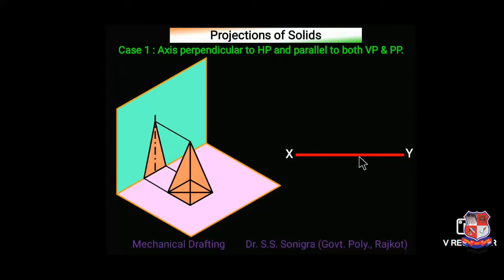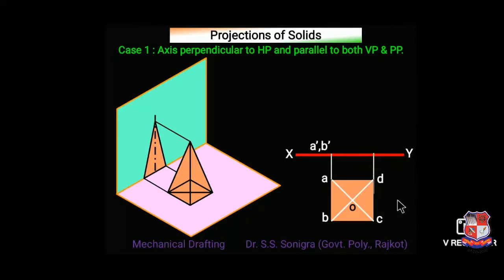For that, draw an XY line. This XY line represents the intersection of the horizontal plane and the vertical plane. Below the XY line, draw a square like this, the top view of this solid, and name the endpoints A, B, C and D. You can give another name as well. Draw its diagonals AC and BD, because this is a pyramid, and apex point O, which is at the intersection of both diagonals. From points A and D, draw projection lines up to the XY line, where it cuts at two points, A dash B dash, and here at C dash and D dash.